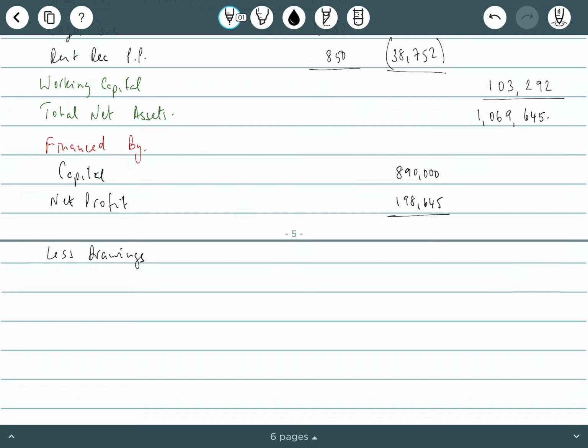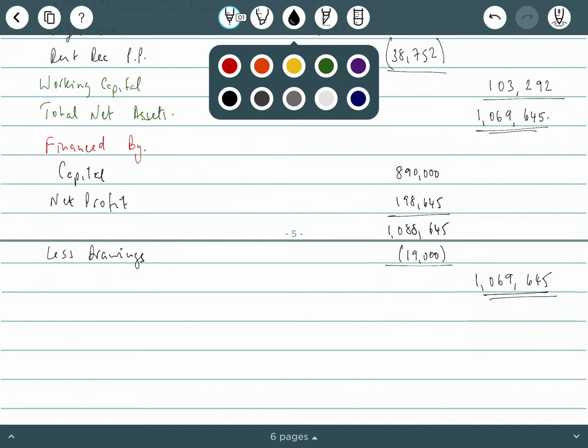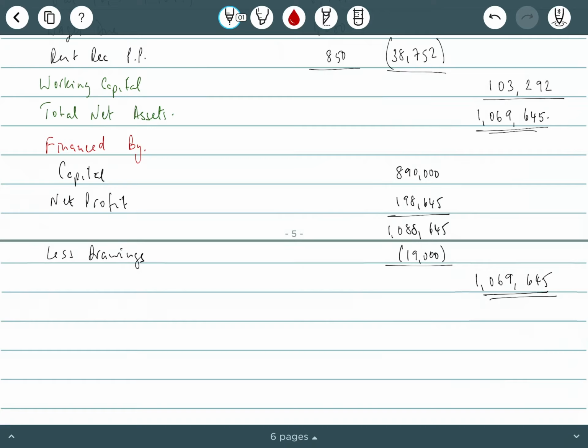Drawings wasn't affected either, so that's 19,000. Let's see if this works out for us. 890,000 add 198,645, and that gives us 1,088,645 minus 19,000 gives us, lovely, 1,069,645. Should I close that there? Close that there. And that is your capital employed. Okay, lads, and there you have it.